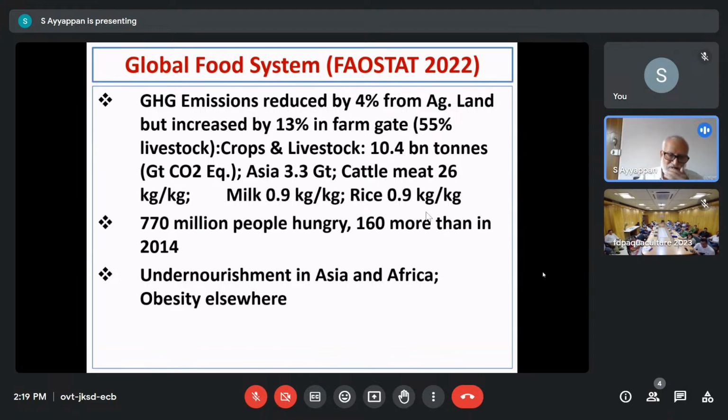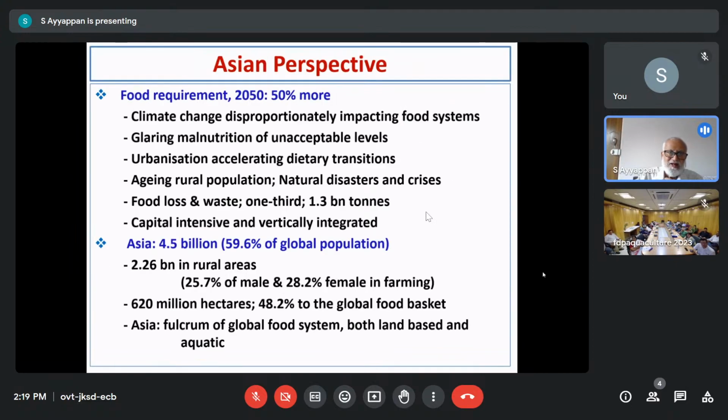Cost of cultivation definitely, but then mainly what effects it would be having on the climate with regard to gas emissions, temperature rise, and so on. So what is the message? Food requirement in another 20 years would be at least 50% more food need to be produced for the population. Climate change, I just mentioned, malnutrition, urbanization, aging rural population, natural disasters, food loss.